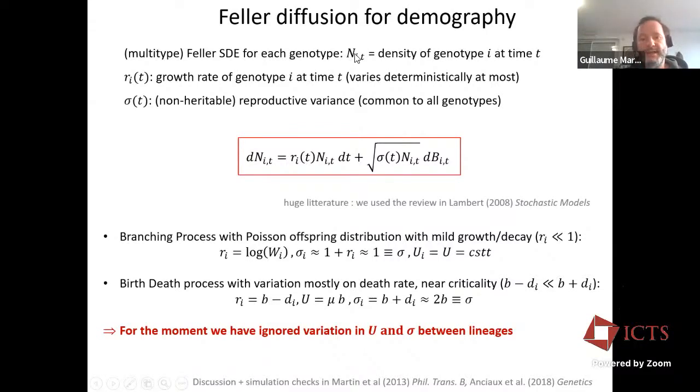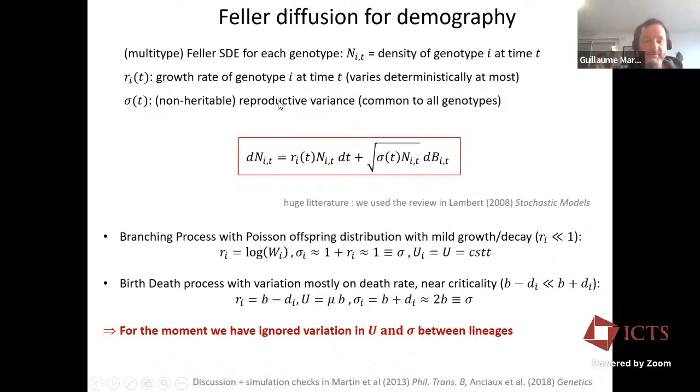So let's say n_i(t) is the density of genotype i at time t. R_i is the growth rate of the genotype, an intrinsic property of the genotype. It may vary deterministically with time, but it doesn't change the level of results we have. We won't use the fact that it varies in this lecture. And there is a sigma, which is the reproductive variance.